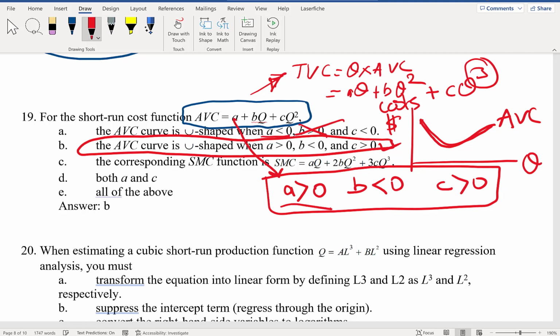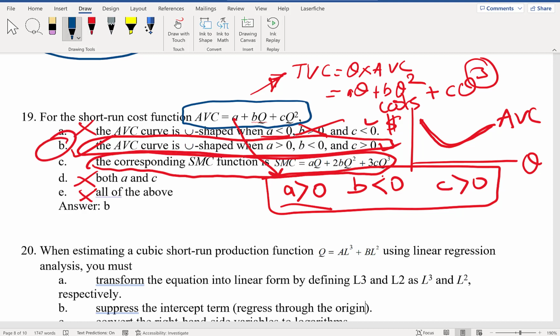So the corresponding marginal cost function is this. To find the marginal cost, to check, I know B is correct, A is not correct. Both A and C definitely by default are not correct. But what if all of the above is incorrect, because one is definitely incorrect. So to find SMC, you got your answer B.